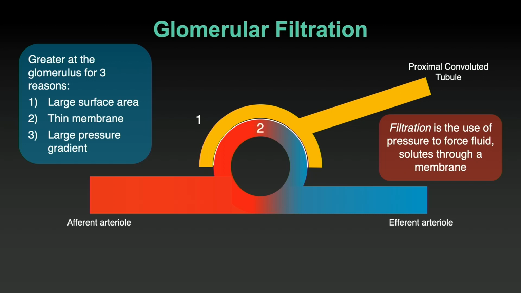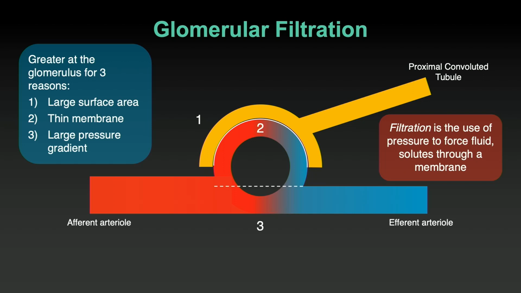Two, this membrane is very thin. Even though you have three layers, podocytes, the basement membrane, and the endothelium, it's very thin and thinner than the capillary membrane at the tissue. So this allows more filtration to occur. And three, the pressure gradient is bigger in the glomerulus, pushing more fluid and solute out.